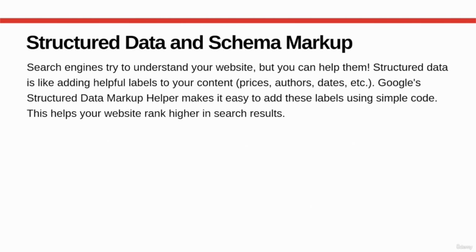Structured data and schema markup. Search engines try to understand your website, but you can help them. Structured data is like adding helpful labels to your content: prices, authors, dates, etc. Google's Structured Data Markup Helper makes it easy to add these labels using simple code. This helps your website rank higher in search results.